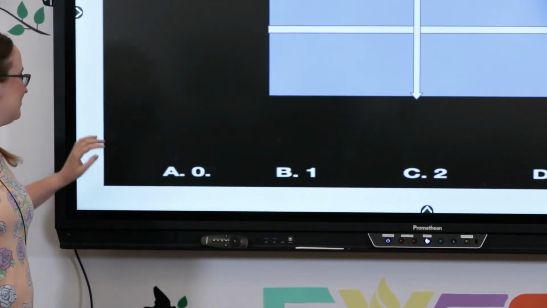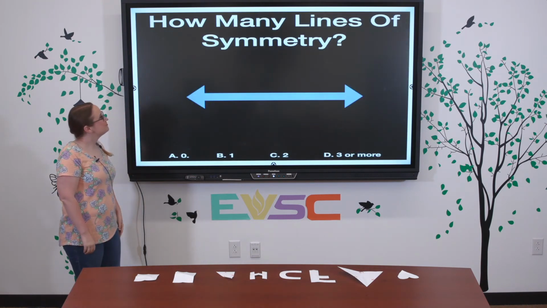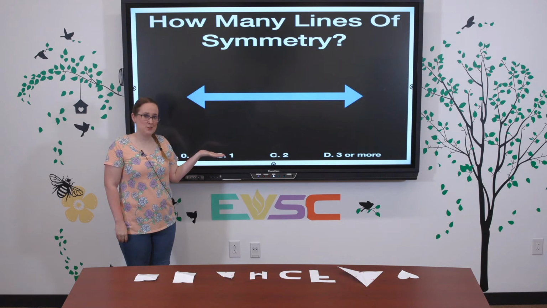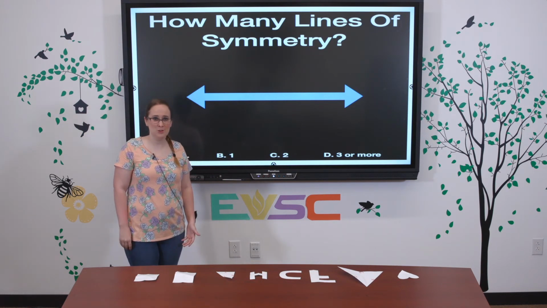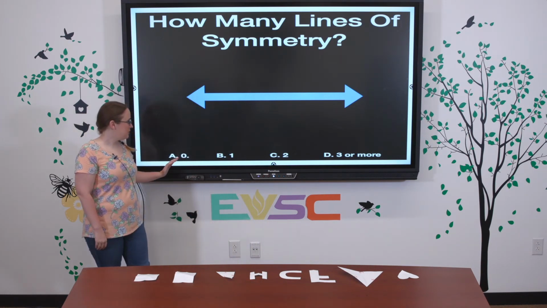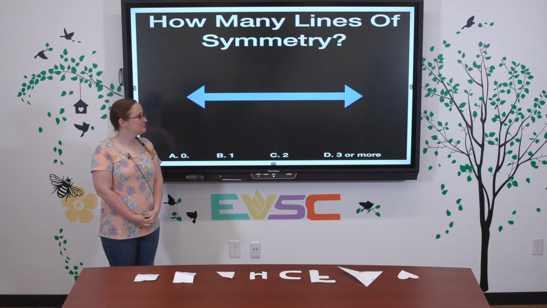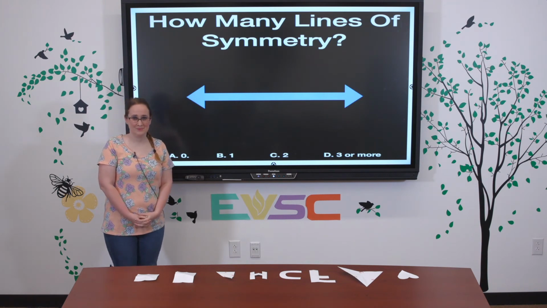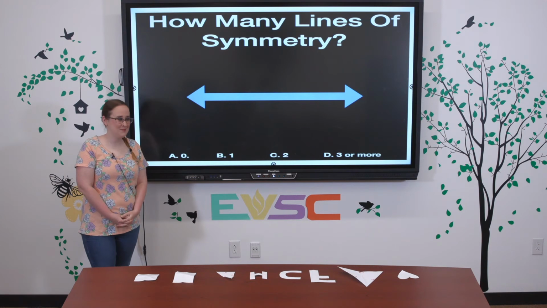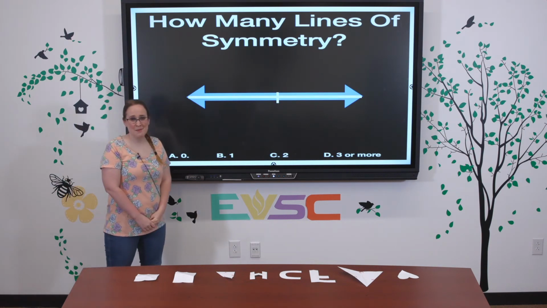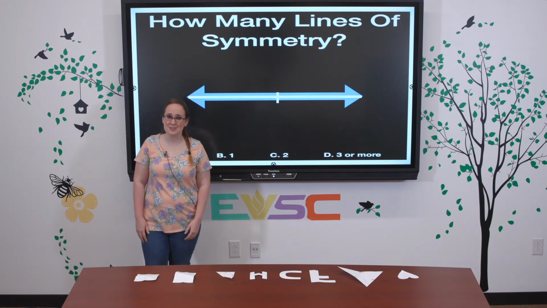Let's try another one. And remember, the code word for today is tiger. Here we have an arrow. Ask yourself, can this be folded vertically, horizontally, or diagonally to show a line of symmetry? And if so, is there 0, 1, 2, 3, or more? If you said 2, great job. This shape can also be divided horizontally and vertically to match up just right. Good job if you got it.